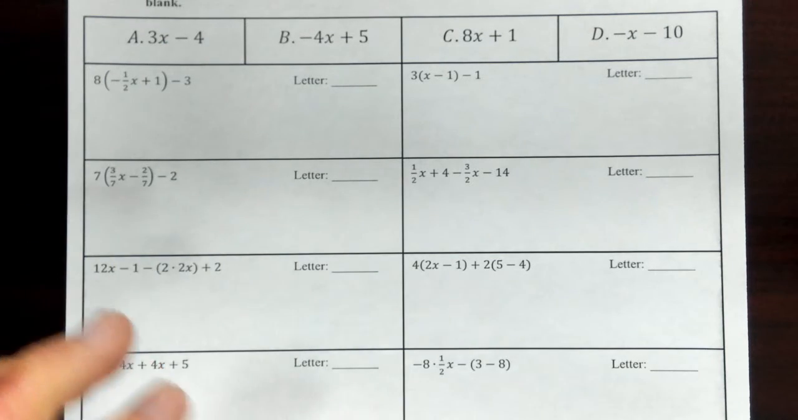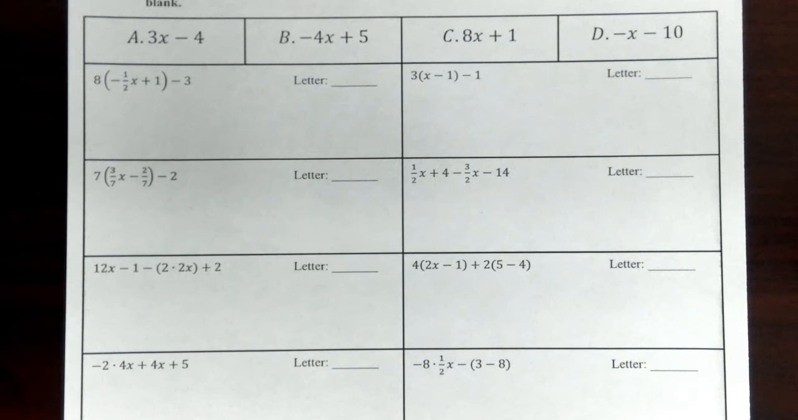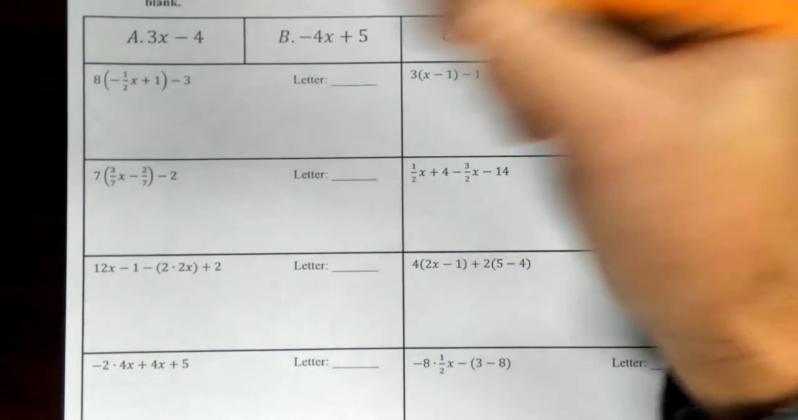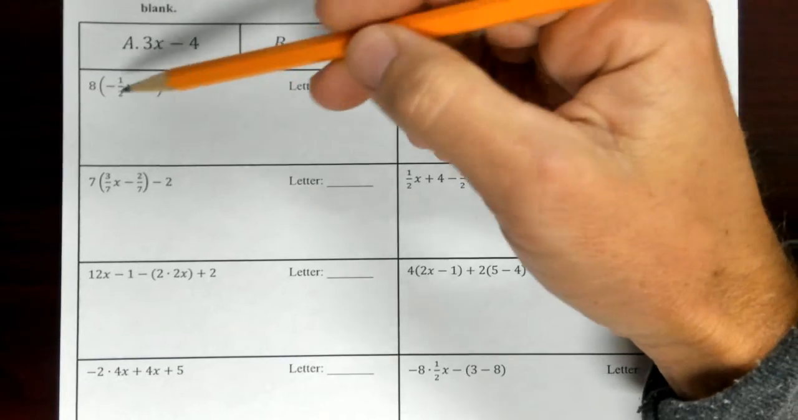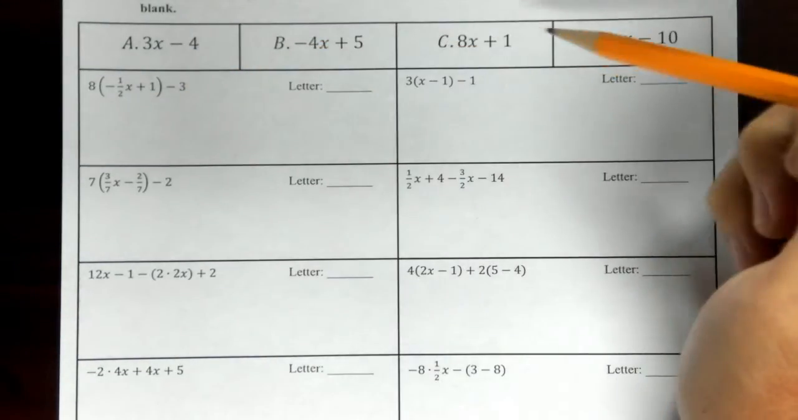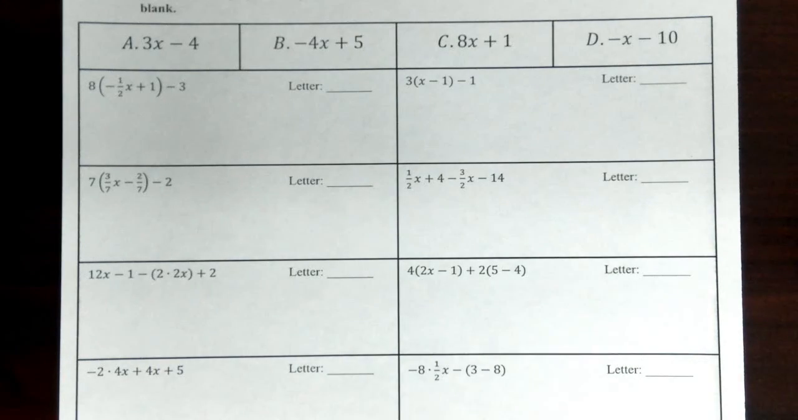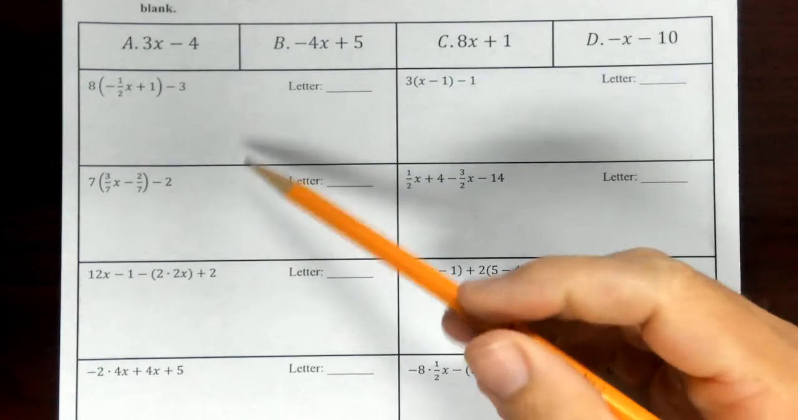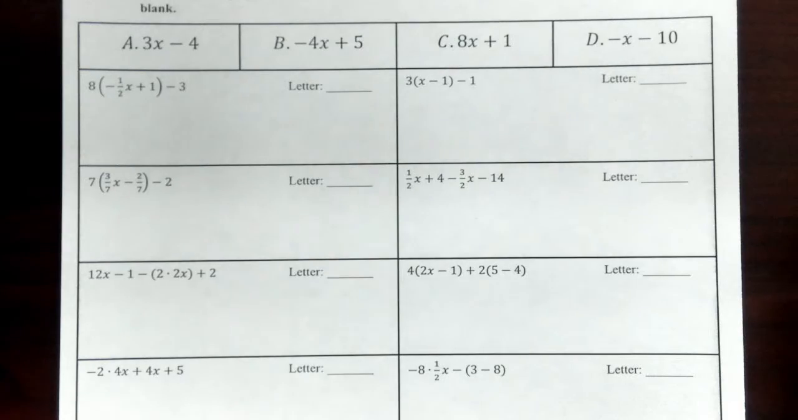Alright guys, we're going to continue looking at simplifying expressions today. So let's look at number 1. Okay, number 1, we are going to simplify this expression and we should get one of these 4 answers. So yes, obviously we have more than 4 questions, so we will use these answer choices more than one time.